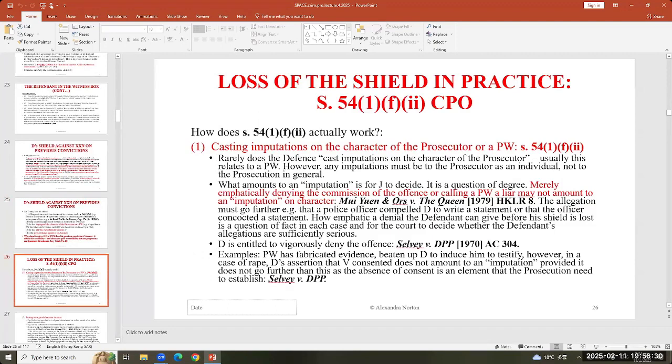So, casting imputations on the character of a prosecution witness. It's a question of degree in the case, but certainly putting to the police officers in cross-examination that they threatened the defendant, beat him up, fabricated evidence, that would amount to impugning their character.